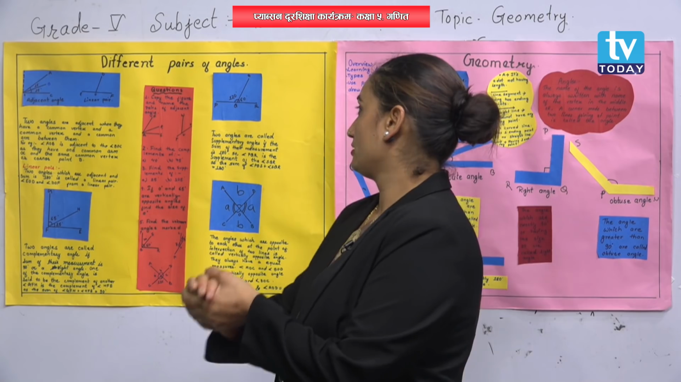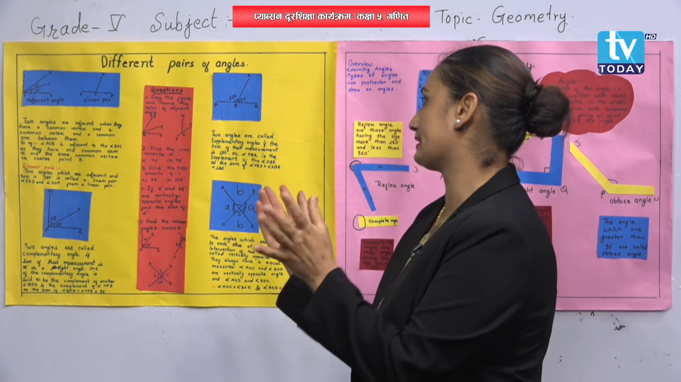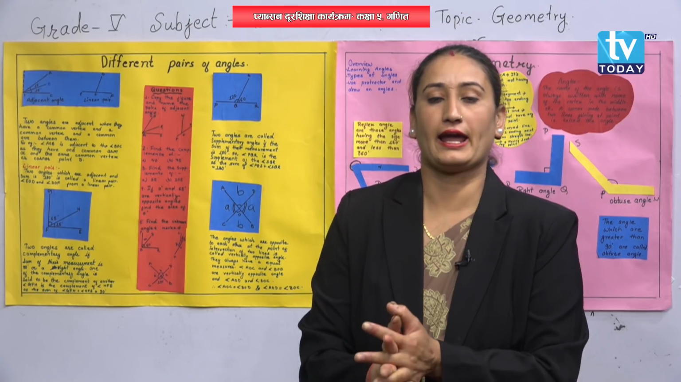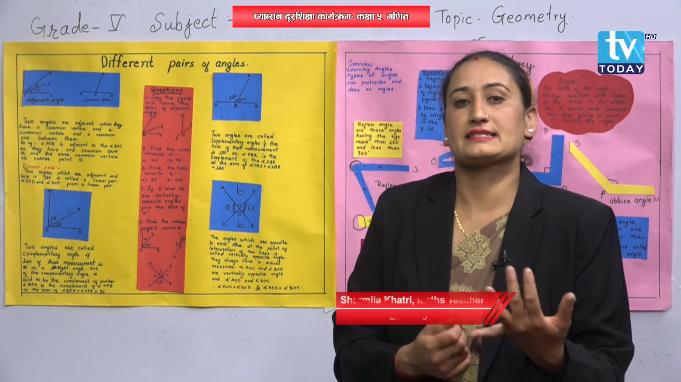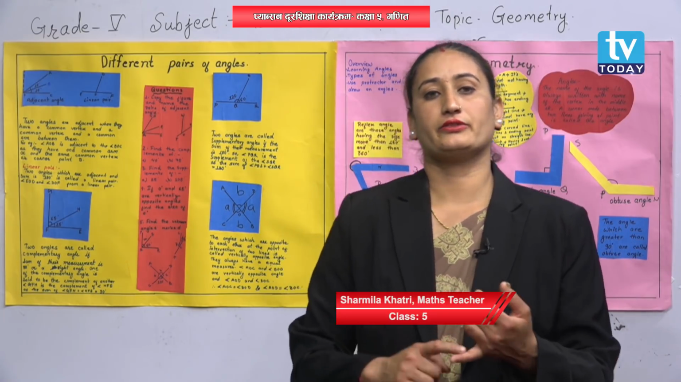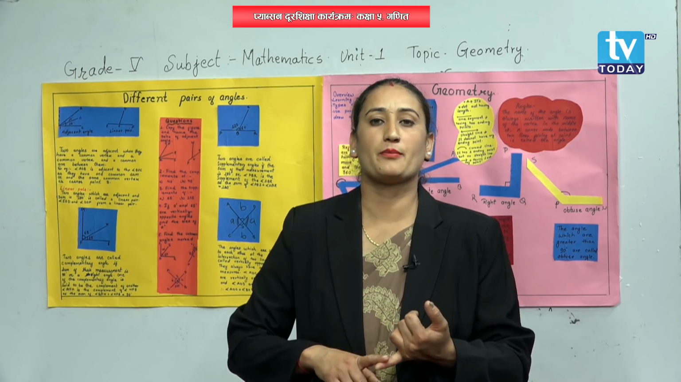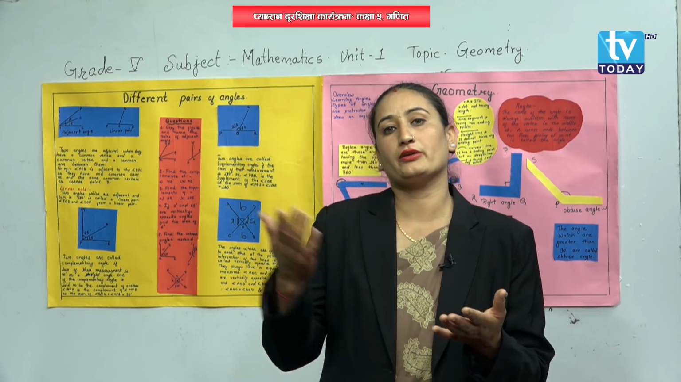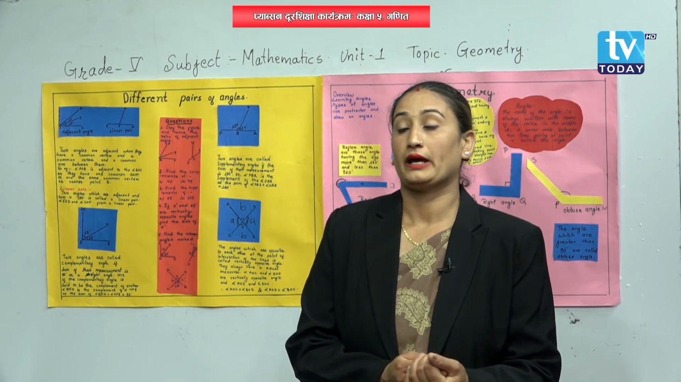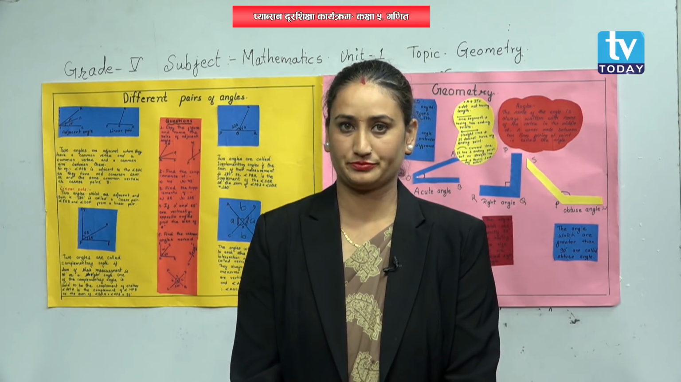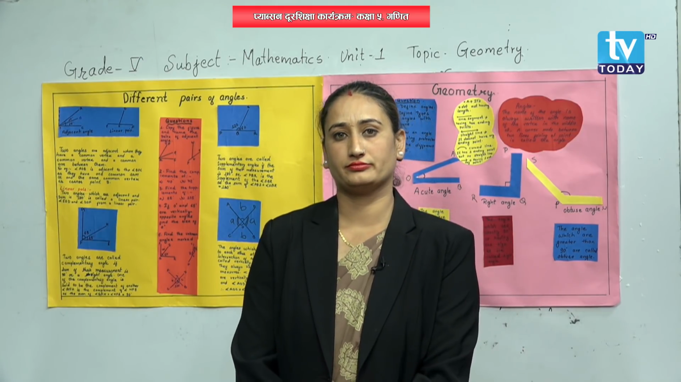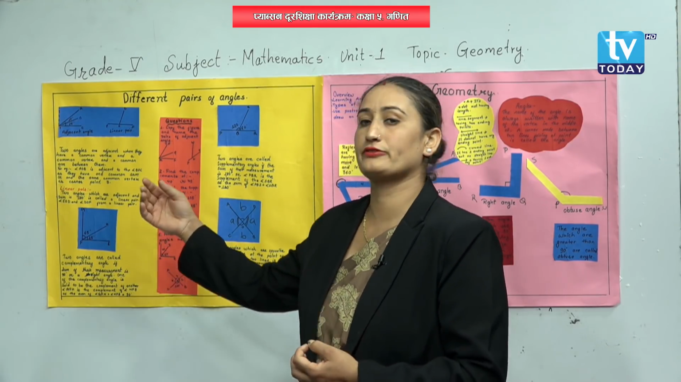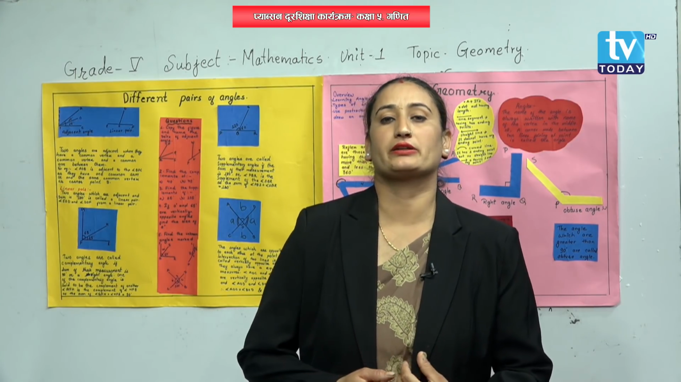Is there anything left to review? Okay, once again, I think there is no problem with these angles. Now, let's review the different pairs of angles. We have learned adjacent angles: if the angles have a common vertex and a common arm, we call it an adjacent angle. A linear pair means a straight line where we get 180 degrees as a sum. Then we learned about complementary angles: when the sum is exactly 90 degrees, we call it a complementary angle.